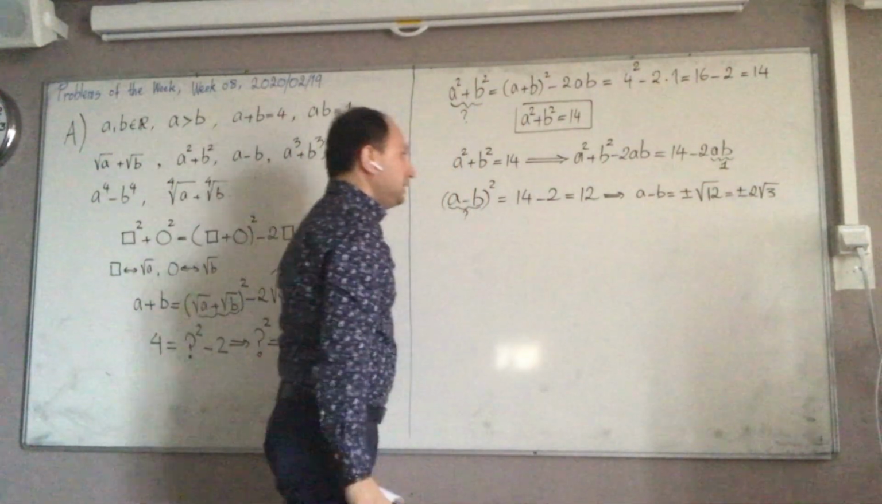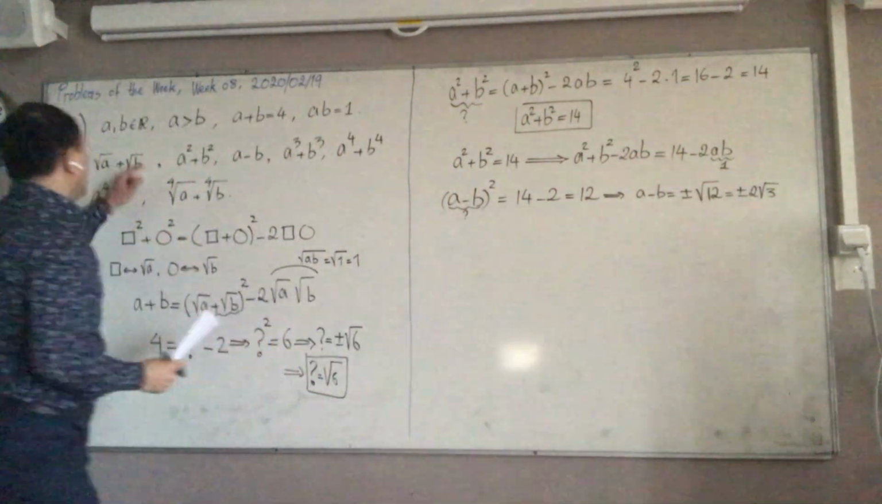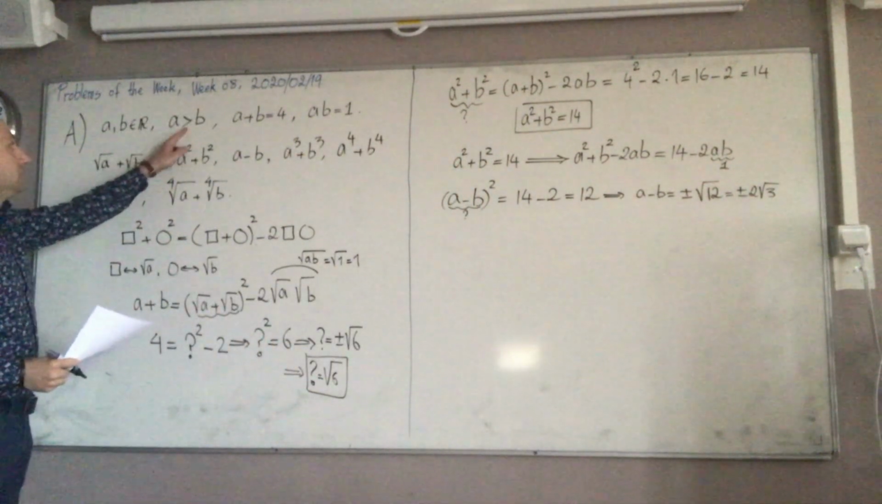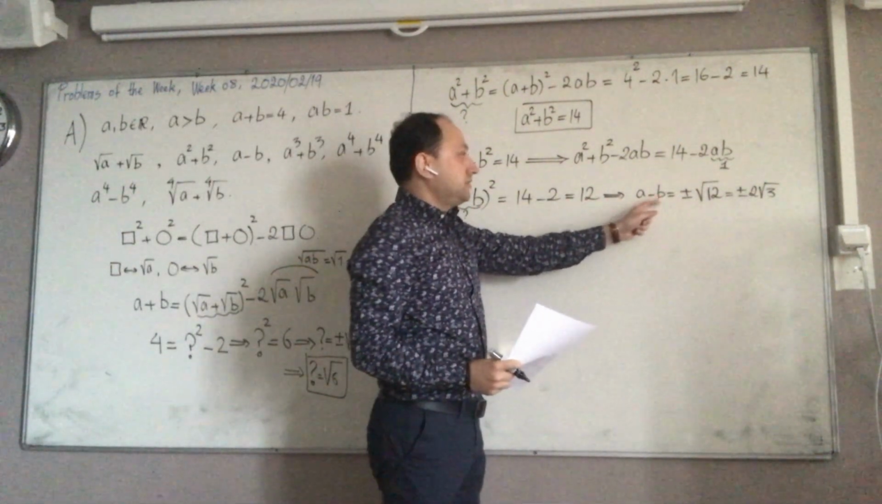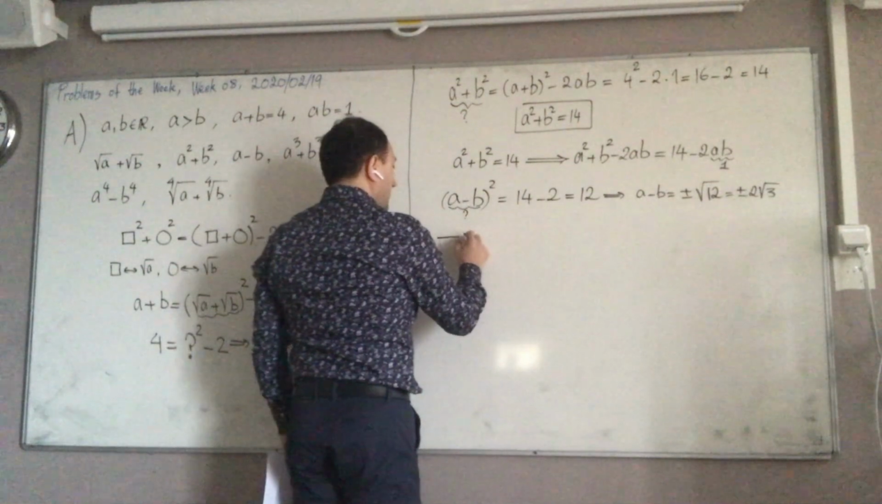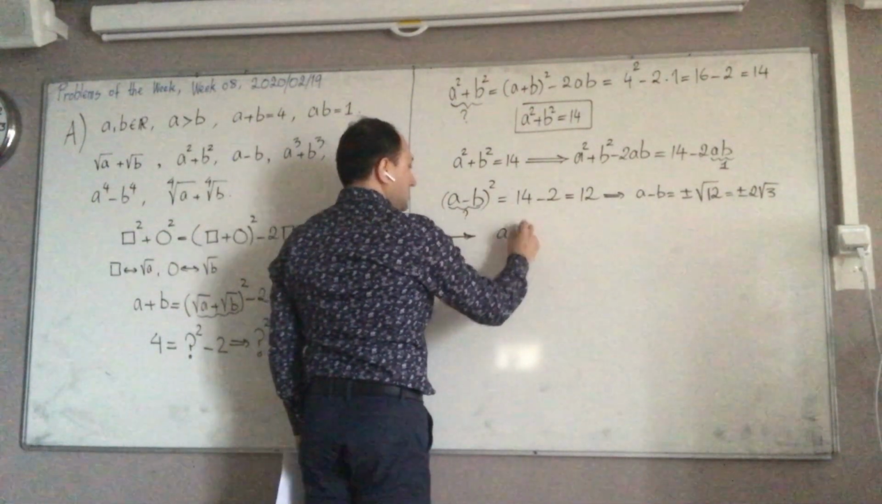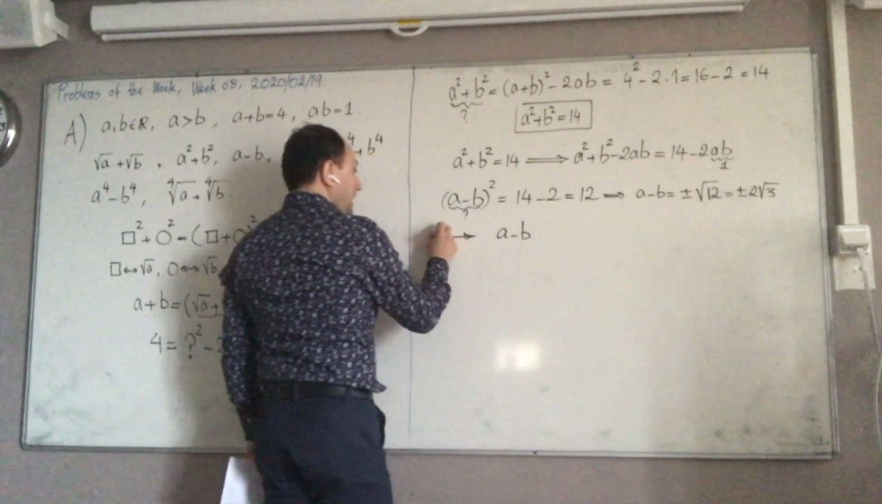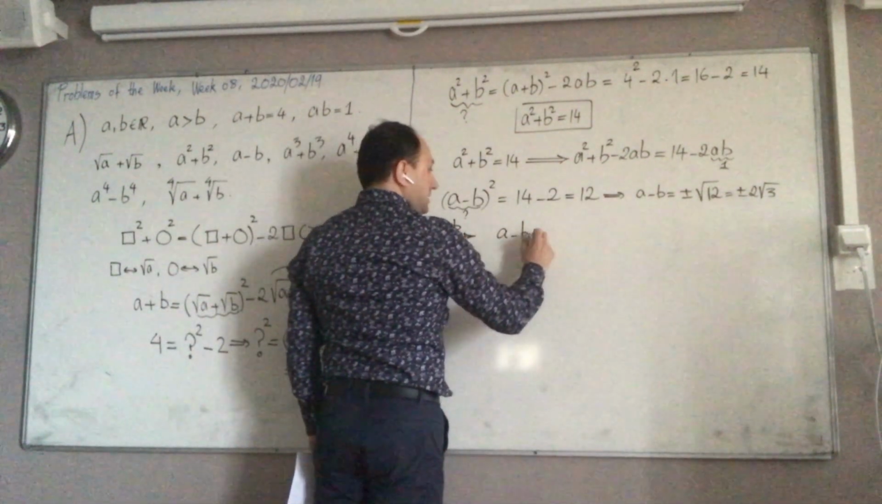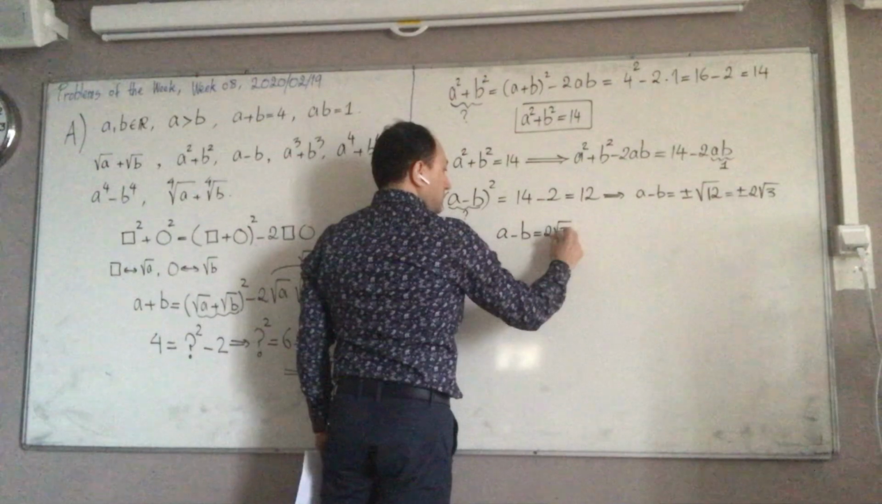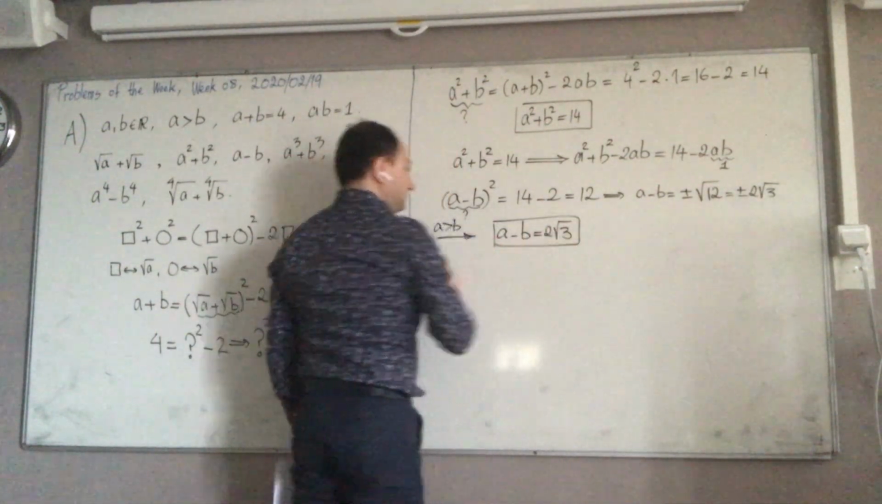Yes? But it is mentioned in the problem that a is larger than b, so a minus b cannot be negative. So the only answer which is acceptable in this case is, since a is greater than b, a minus b cannot be negative. So the answer would be 2 square root of 3. Okay?